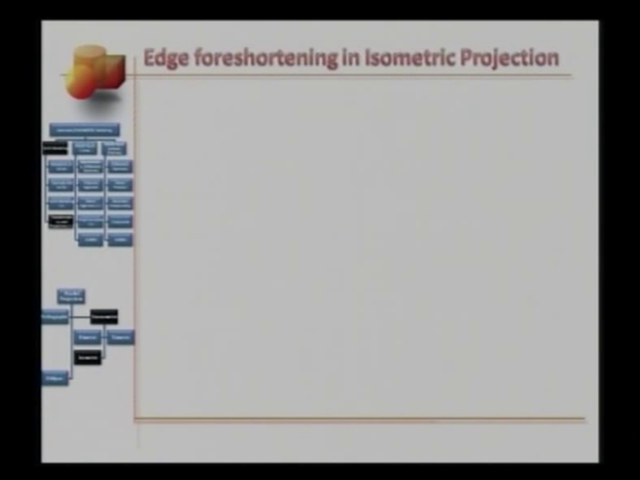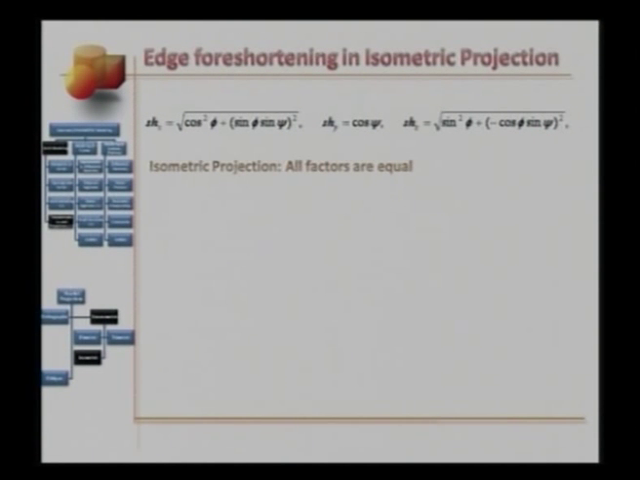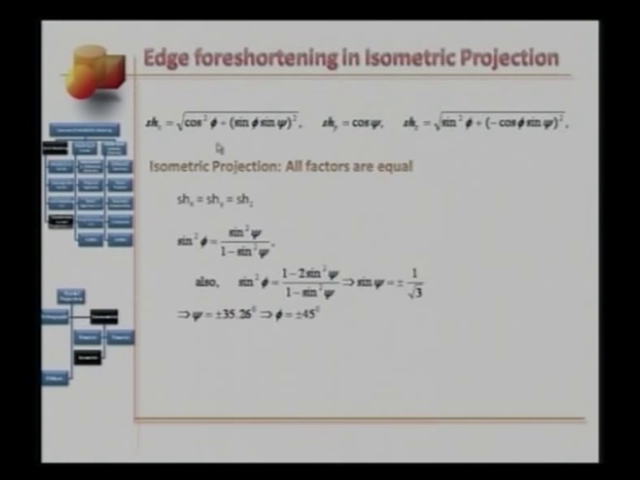In the isometric projection, all factors are equal. That is, factors along the x, y, and z directions, sh sub x, sh sub y, and sh sub z, they're all equal. We can work out the mathematics using these three relations and this condition, and we'll find that the angles psi and phi attain specific values. Sine psi becomes equal to plus or minus 1 over under root of 3, which is plus or minus 35.26 degrees, and phi assumes the value of plus minus 45 degrees.